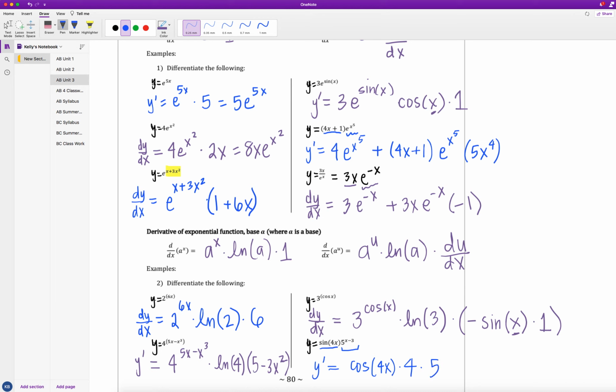Then times the second function, so times that 5 to the x minus 3, plus now I keep the first function the same, so sine of 4x will stay the same. Now I get to take the derivative of 5 to the x minus third power, so the derivative of that would be 5 to the x minus 3 times the natural log of the base, which would be the natural log of 5, times the derivative of the exponent, which is actually just a 1.